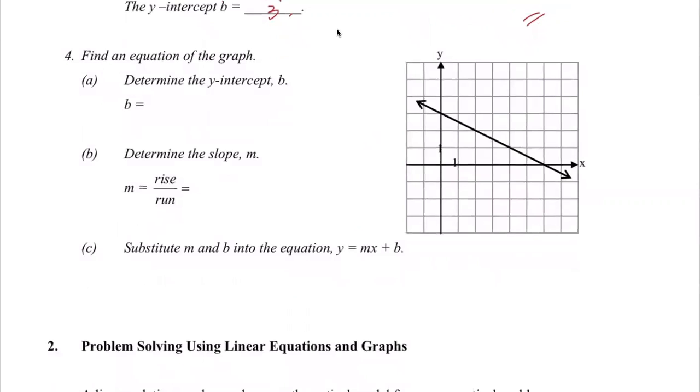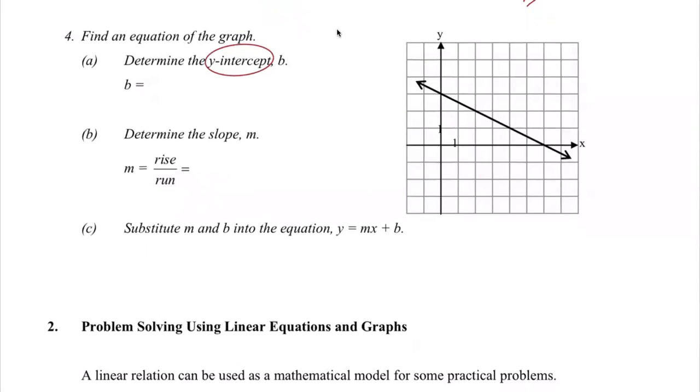So let's look at the questions. Question part A says, determine the y-intercept b. If you know what y-intercept is, this question is not even a question to you, right? What is y-intercept? I've said this in my other videos, but let me repeat this one more time. What is y-intercept? Y-intercept is the intersection of our straight line, our line, and the y-axis.